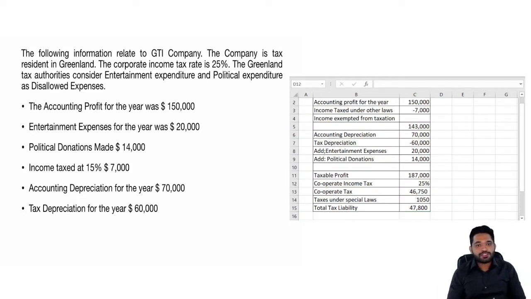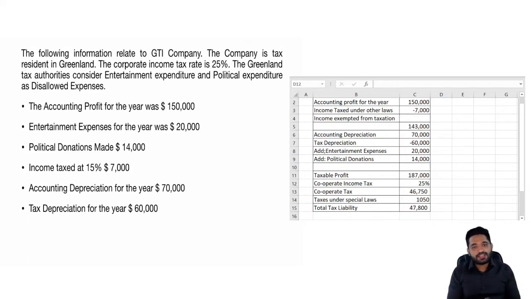Permanent differences between accounting profit and taxable profit arise when the item is not taxed under both the accounting profit and the taxable profit. Now, when you look at entertainment expenditure, when you look at political expenditure, it is not included in the taxable profit. So that is permanently gone, right? So such adjustments would create a permanent adjustment between our accounting profit and taxable profit.